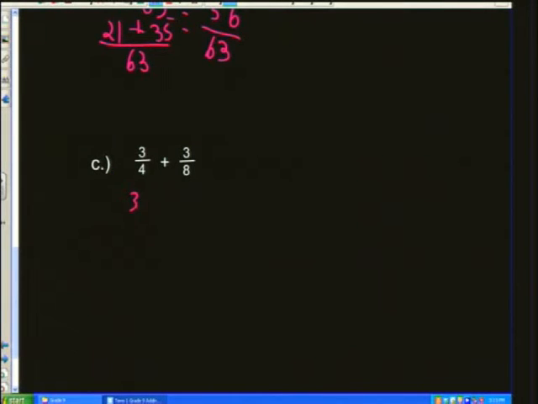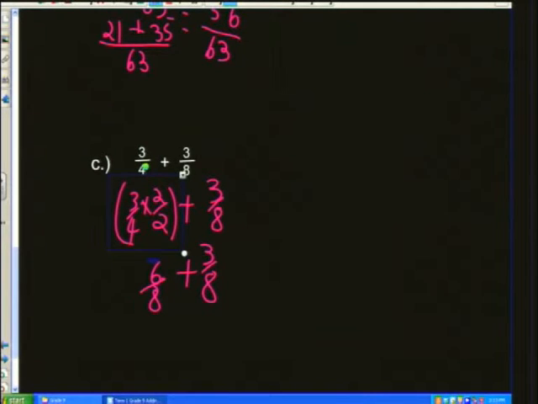It's going to be 3 over 4 times 2 over 2 plus 3 over 8. So 3 times 2 is 6 over 4 times 2 is 8, plus 3 over 8. Now my denominators are the same. It's 8 and 8. This fraction has 8 as a denominator, and this one has 8 as a denominator.